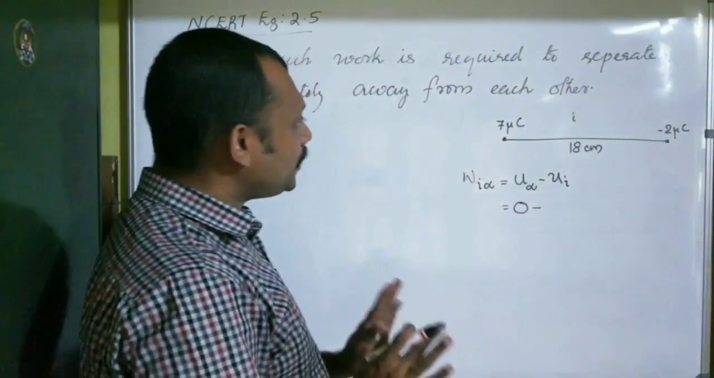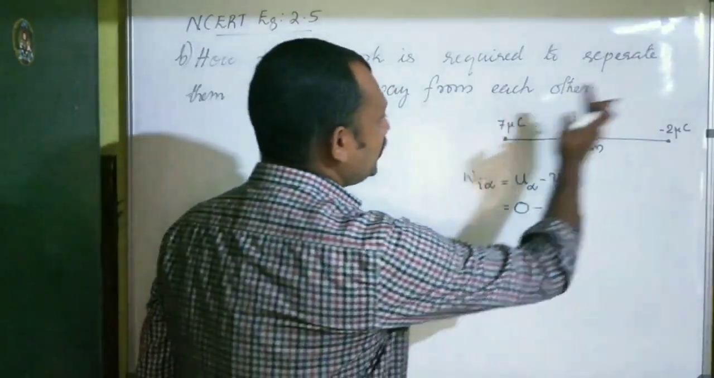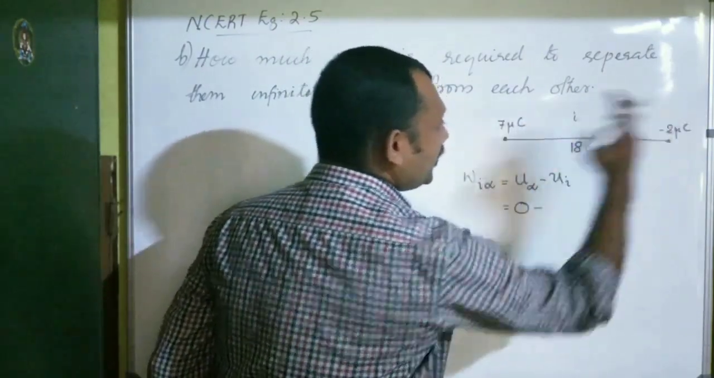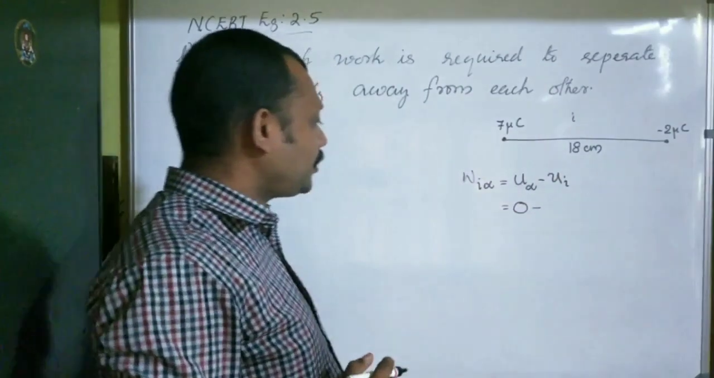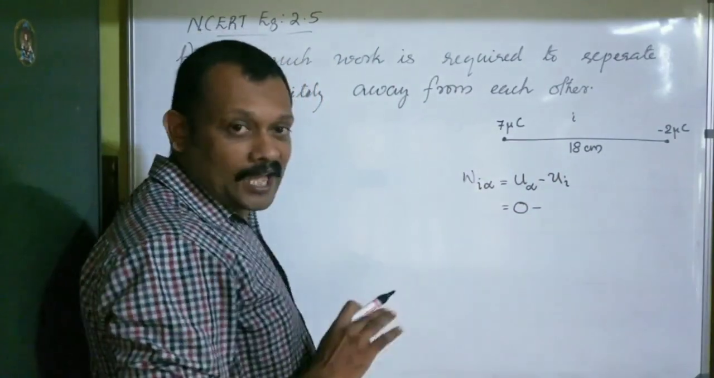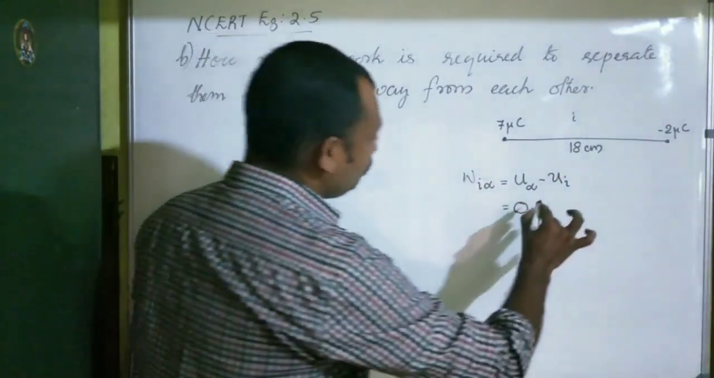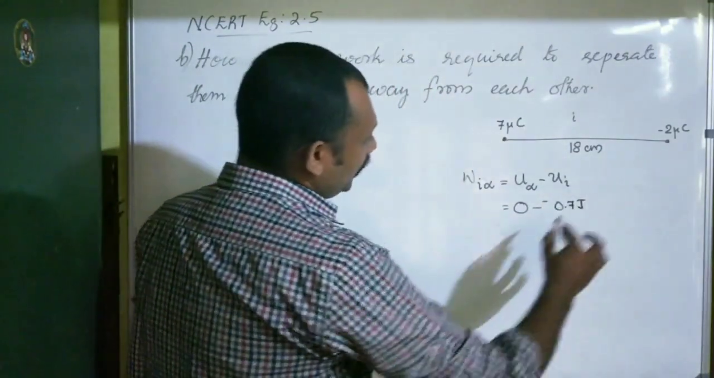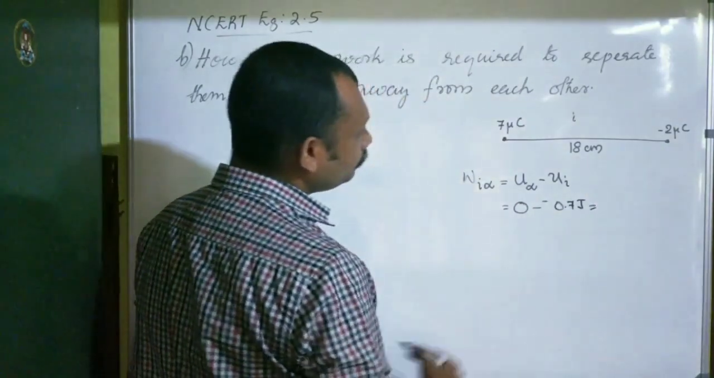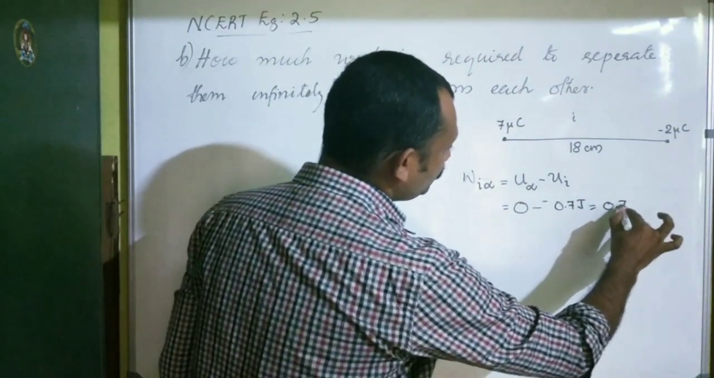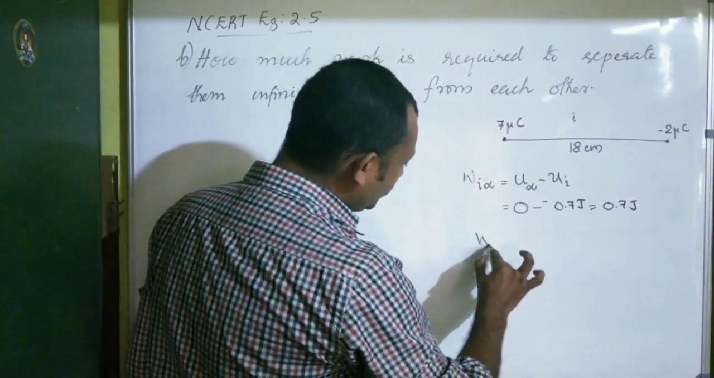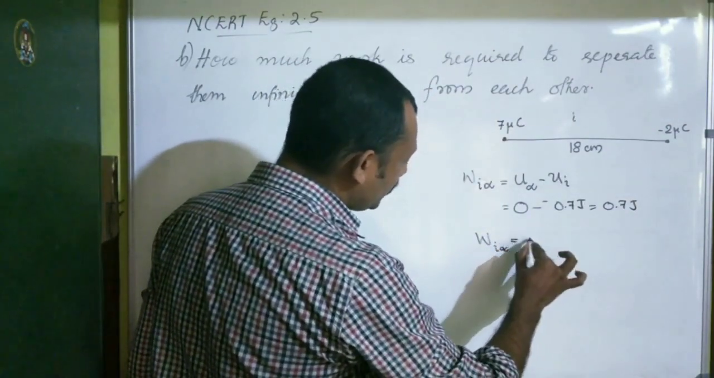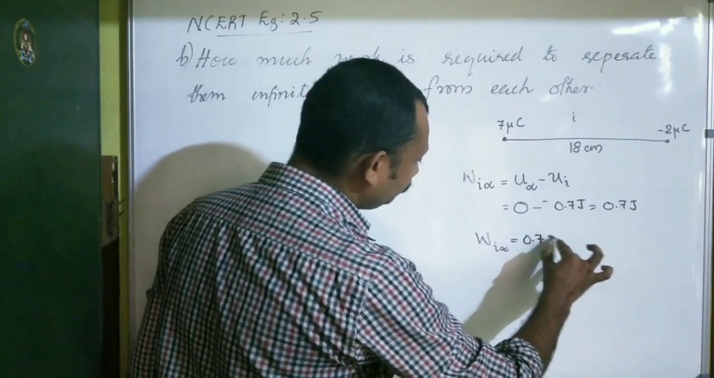minus, what is the initial potential energy? That is the potential energy at this configuration, this orientation. Potential energy of this orientation is what is called initial potential energy, that we calculated in the first part as minus 0.7 joule. And what is the answer we are going to get here? 0.7 joule. The work done to move the charge from this initial orientation to infinity is now getting us 0.7 joule.